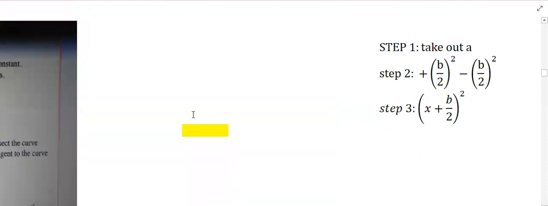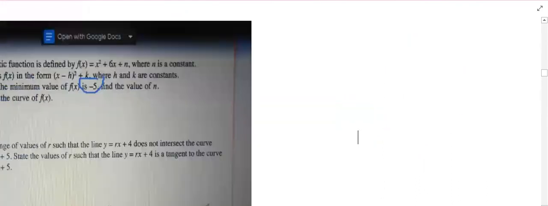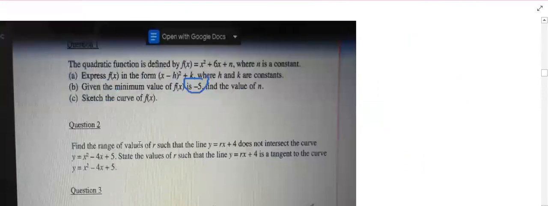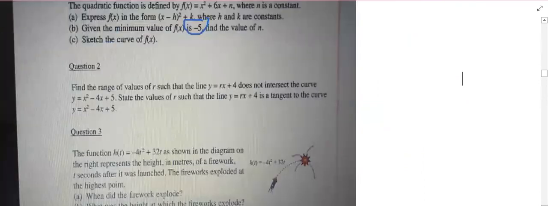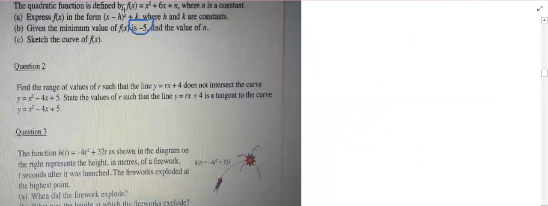Okay, now I'm going to discuss about question 2. Okay, question 2, they ask you to find the range such that the line does not intersect the curve. Okay, the keyword is does not intersect. Does not intersect means like this.